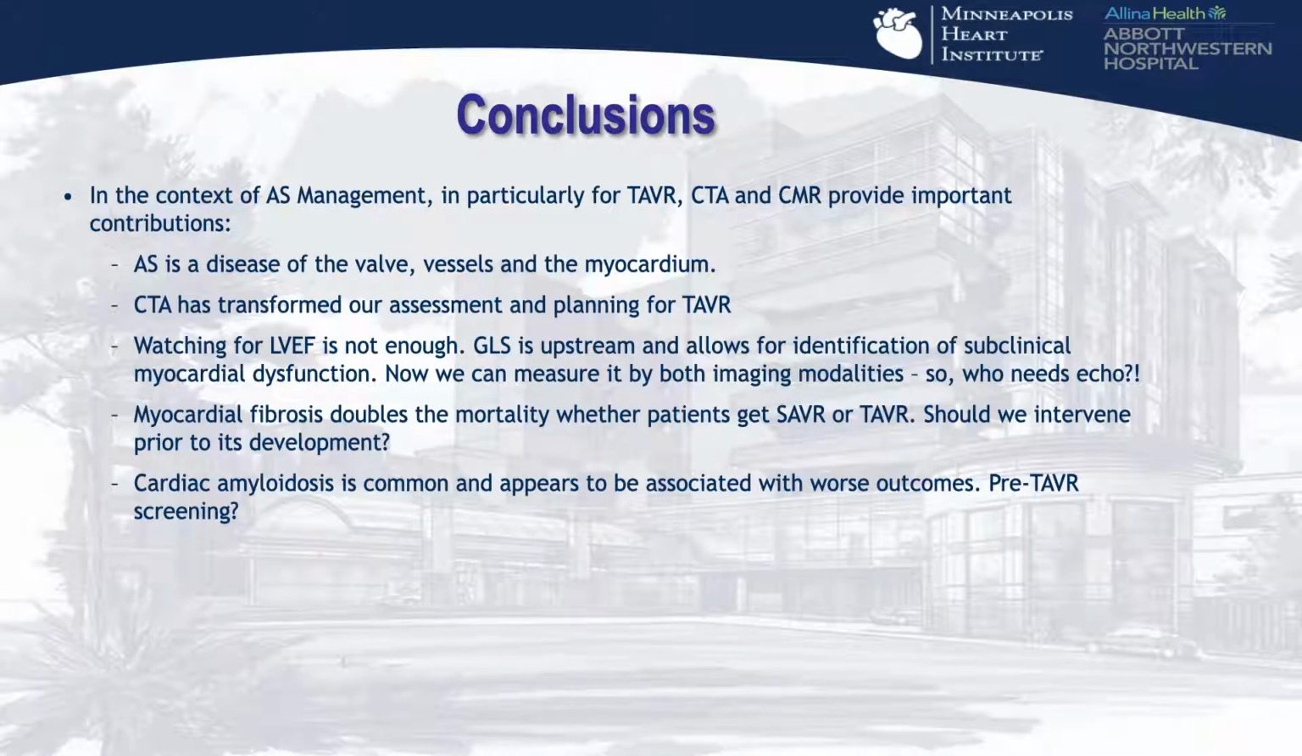So in conclusion, in the context of aortic stenosis management, particularly for TAVR, CT and CMR provide important contributions. Aortic stenosis is definitely a disease of not only the valve, but the vessels and the myocardium. CT has transformed the way we approach it. Ejection fraction is not enough, and strain could be upstream. And assessment of strain can be done by echo, and also by CT and by CMR. Fibrosis, when present, doubles the mortality. Should we intervene before its development? And lots of work has been done.